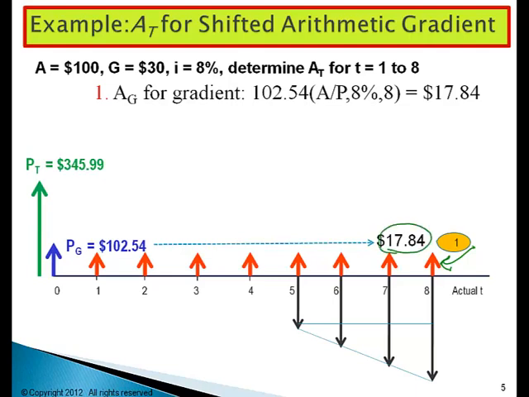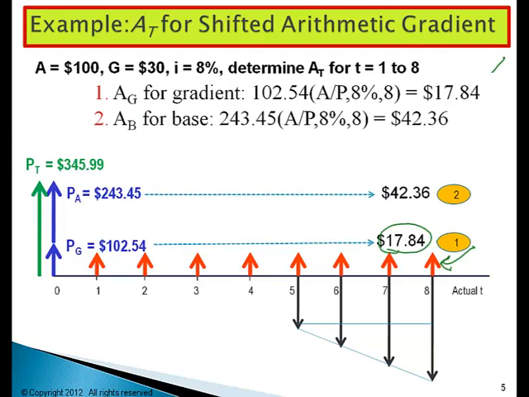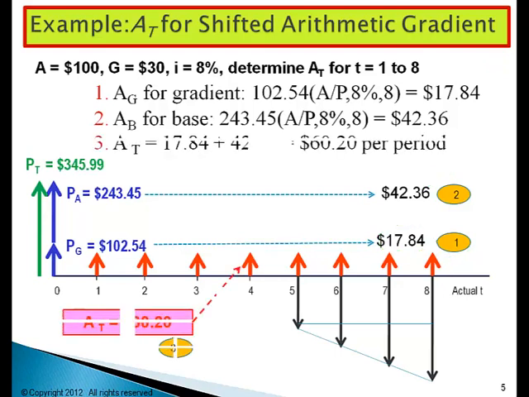$17.84. Secondly, we find the A sub B for the base series, that's taking the present worth value we found before of $243, multiply by the AP factor, and we will get $42.36. Finally, we add these two and we get the total amount of $60.20 as the equivalent uniform annual amount for years 1 through 8 for this uniform series, base series and the shifted gradient. Now there must be a simpler way to do this, right?